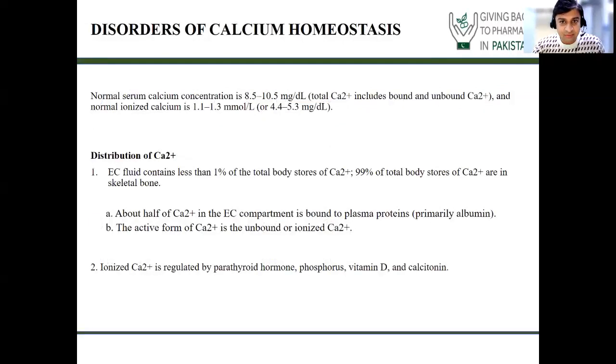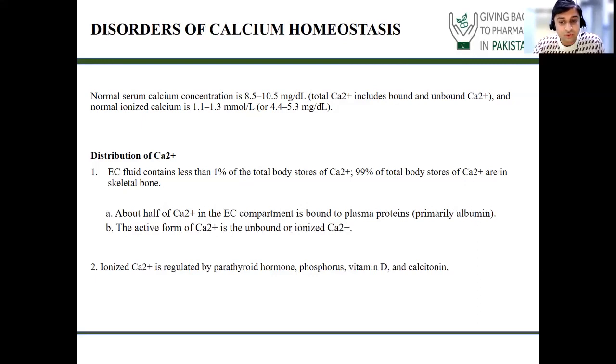Next comes calcium homeostasis. So the normal serum calcium level is 8.5 to 10.5. Any level below 8.5 is hypocalcemia, and any level above 10.5 is hypercalcemia. There are two important factors that we need to understand before we discuss the management and signs and symptoms of these calcium disorders. One is that extracellular fluid contains less than 1% of the total body stores of calcium.